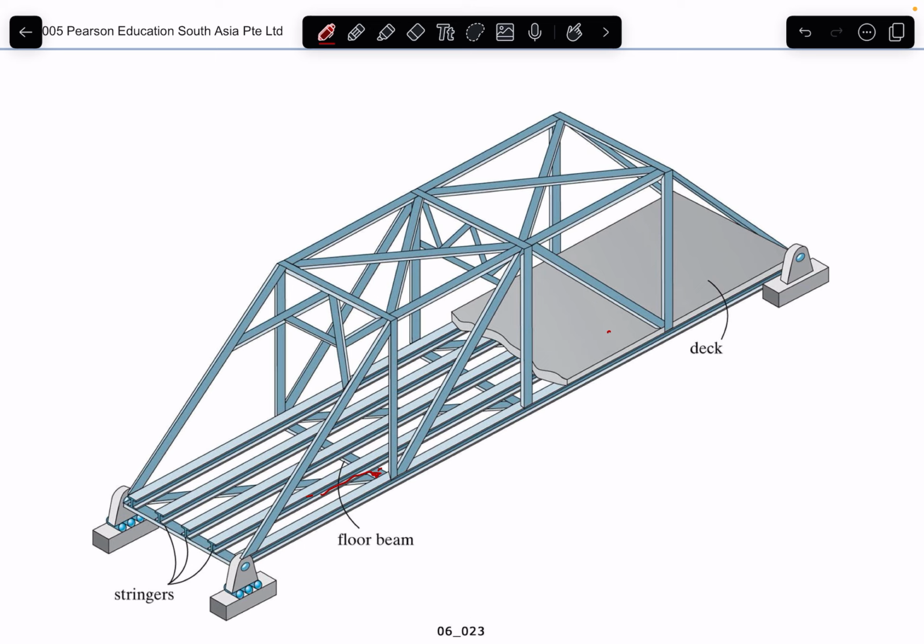perpendicular to the stringers. Yeah, so the long element here is the stringers, and then all the loads will pass through the floor beams. So this is called floor beams. The load on the floor beam then will be transmitted to the support. So this is the support for the truss.